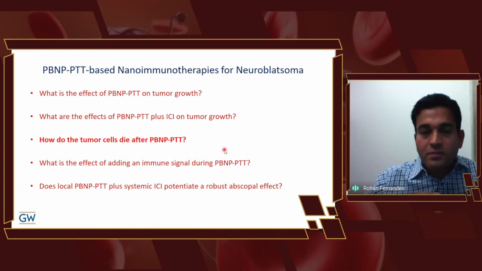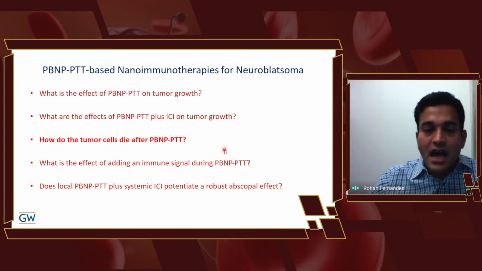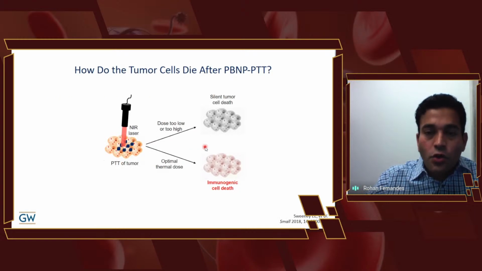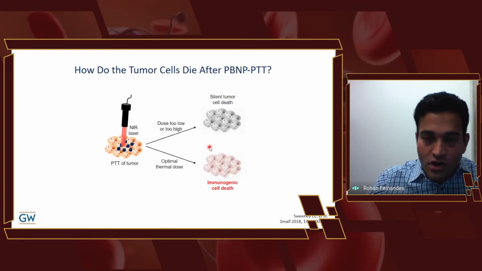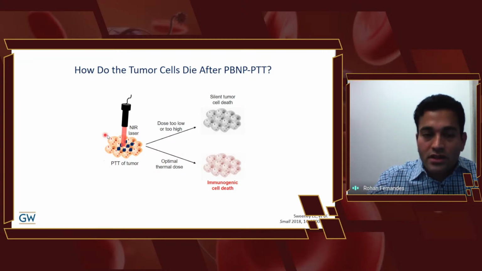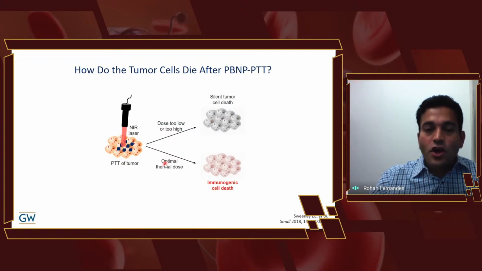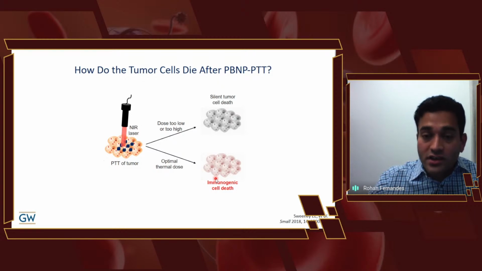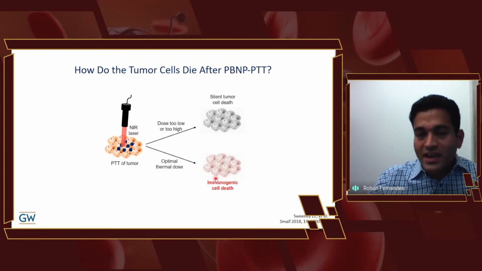Now, those were in terms of the pieces. Then we asked the question, how do the tumor cells die after PBNP-PTT? I will not go over this in great detail because you can watch the recording of my second talk, but based on the thermal dose administered in the tumor microenvironment, if the thermal dose was too low or too high, you have immunologically silent tumor cell death. And at the optimal tumor thermal dose, we were able to generate immunogenic cell death. And this provided long-term protection in these treated animals when administered at this tumor dose.